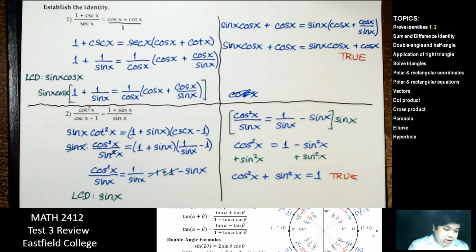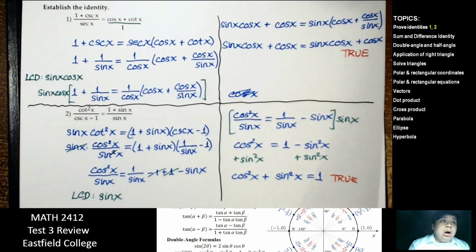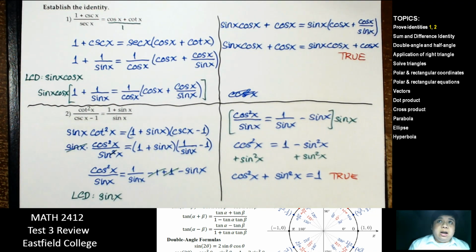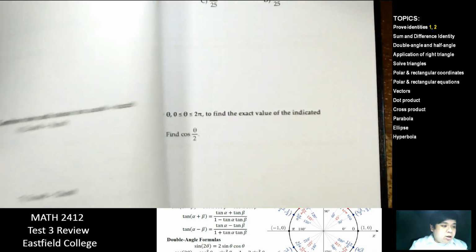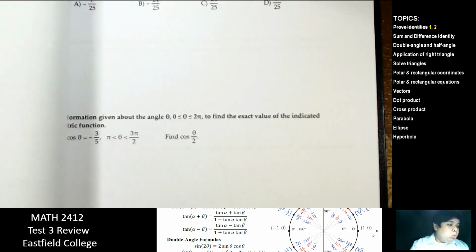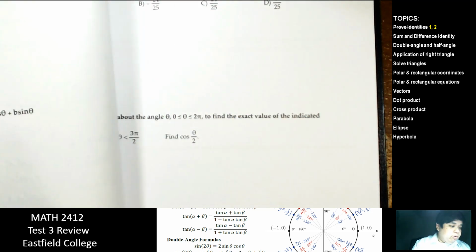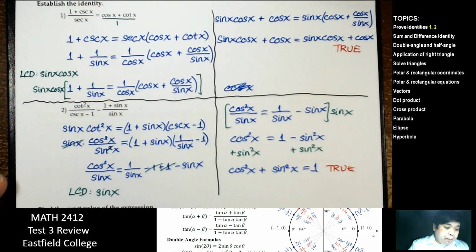Right. Next we have the sum or the difference identity. So when we look at this, it'll be like 3, 4, 5. I will do 3 first.